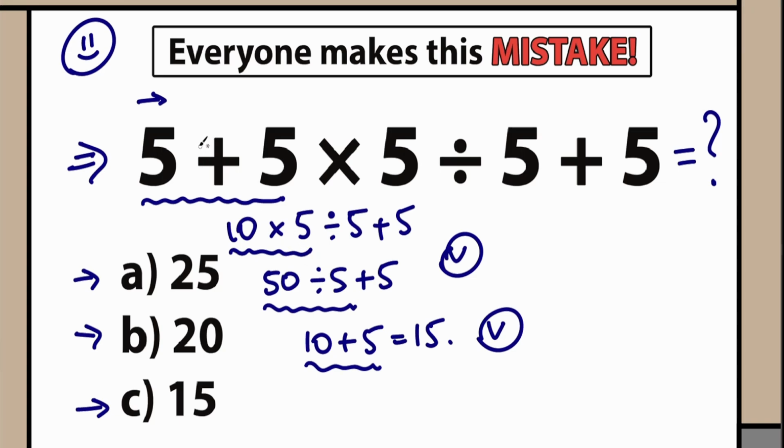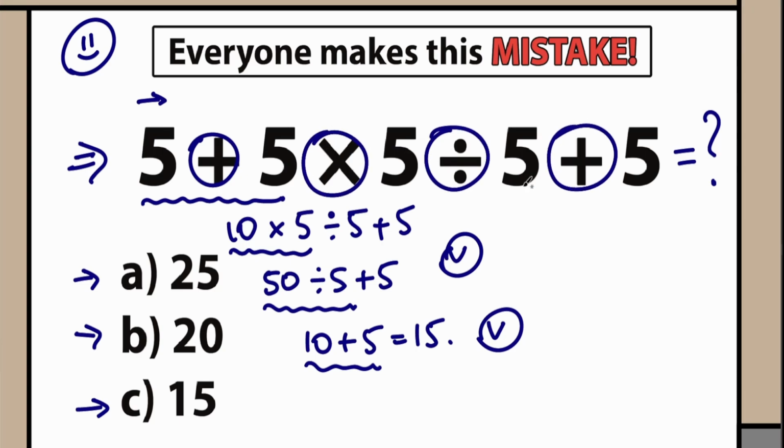If we look closely, right here we have addition, right here multiplication, right here division, and right here once more addition. To be honest, in the correct way, we need to order all of this, because obviously whatever order of operation we select is going to create a different answer, right? So do we do addition first? Because if we do the addition first, we have one answer.